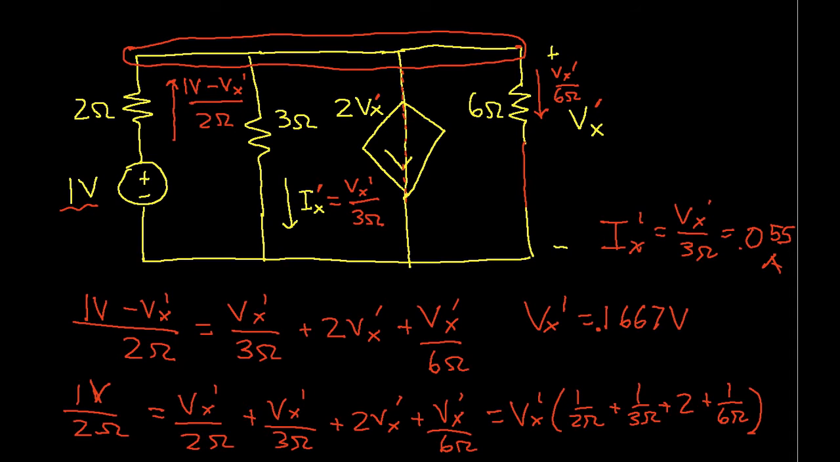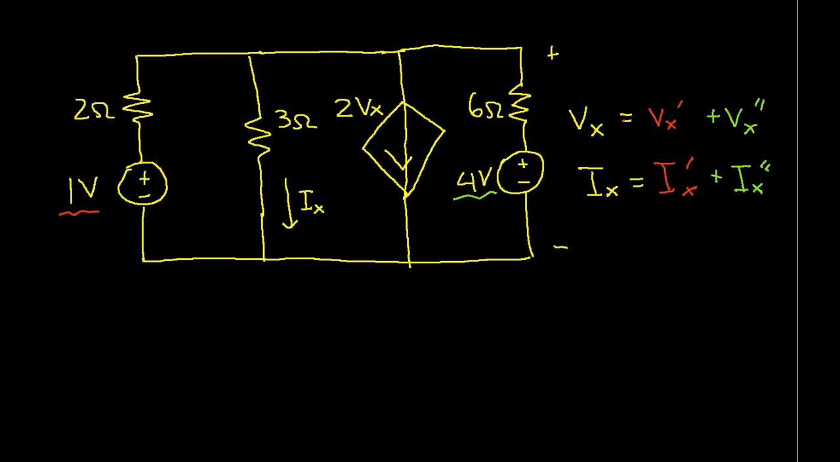So I go back to my original window. We note that Vx prime was 0.1667 volts. Ix prime is 0.0555 amps. Okay, so the next thing to do then is to eliminate the 1 volt source and find out what Vx double prime and Ix double prime from the 4 volt source is.